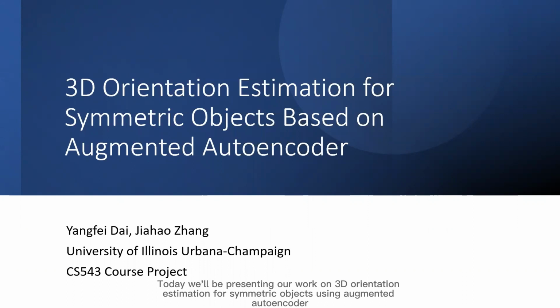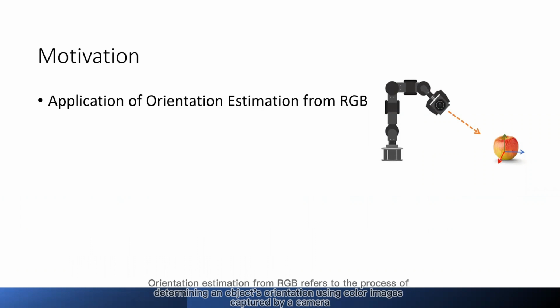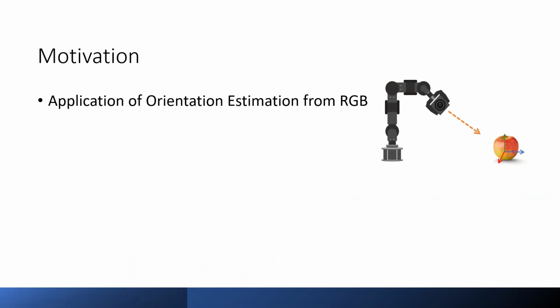Today we'll be presenting our work on 3D orientation estimation for symmetric objects using augmented autoencoder. Orientation estimation from RGB refers to the process of determining an object's orientation using color images captured by a camera. It has various applications in computer vision, robotics, and augmented reality. For instance, the estimated orientation could guide robots to perform subsequent tasks, such as object manipulation and grasping.